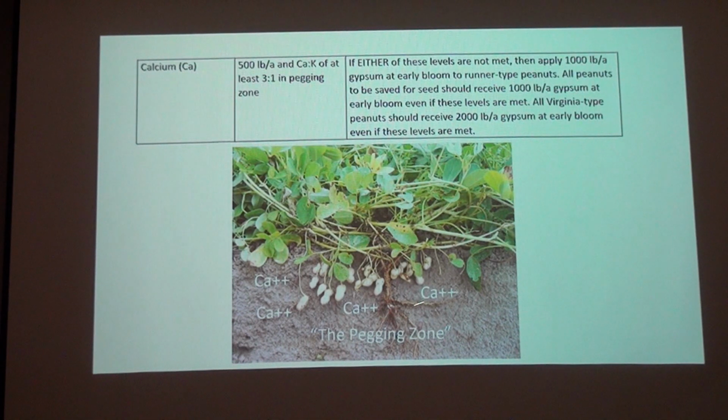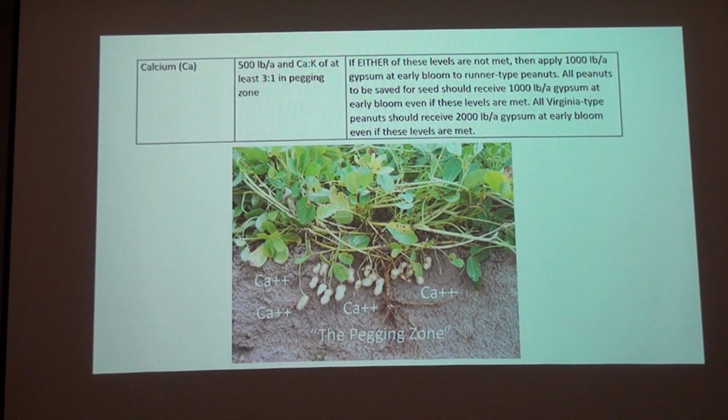I think we do a pretty good job knowing that and putting gypsum out. And sometimes we even put it out as a kind of an insurance when we might not even need it. I guess one mistake you can make when putting gypsum out is be careful, though, not to put it out too late. Peak pod fill, when you really need that calcium going right through that shell into that nut, 60 to 90 days after planting.